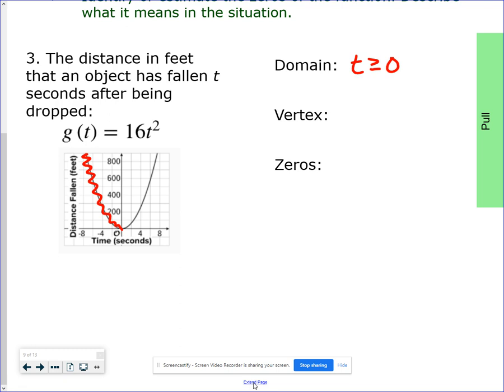And realistically, eventually something's going to hit the ground, right? I can't see where it's going to stop because I don't know what the original height was or anything like that, but this is just how far it has fallen. So I could have just positive t values. The vertex, you can see it's right at 0, 0. That just means that at 0 seconds, it hasn't fallen yet. You're still holding on to it, right? And then the zero for this function is also at 0. And again, that means at 0 seconds, it has fallen 0 feet.